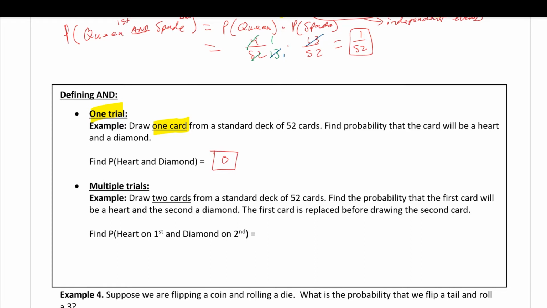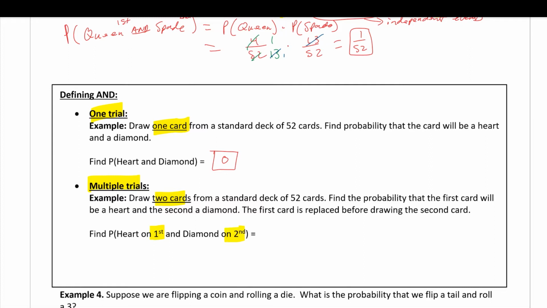Now we can ask the same question: what's the probability of getting a heart and a diamond? But if it's in multiple trials, like 2 cards in succession, then you'll see that the probability is not going to be the same as in one trial. So in multiple trials, we draw 2 cards from a deck of 52 cards. Find the probability that the first card is a heart and then the second is a diamond. This is essentially the same question, except it's 2 cards in succession, which is why I like to make the distinction.